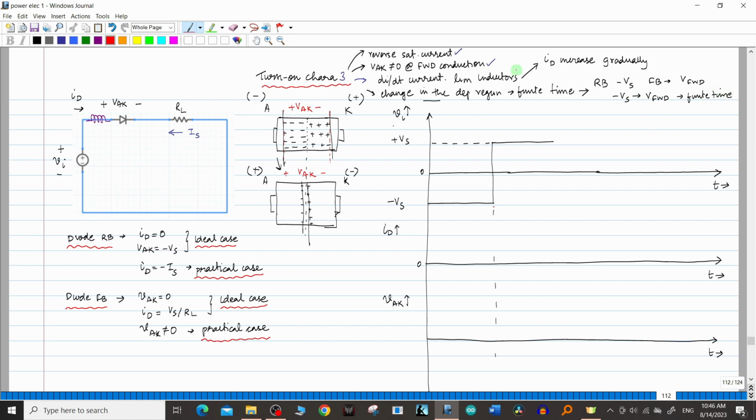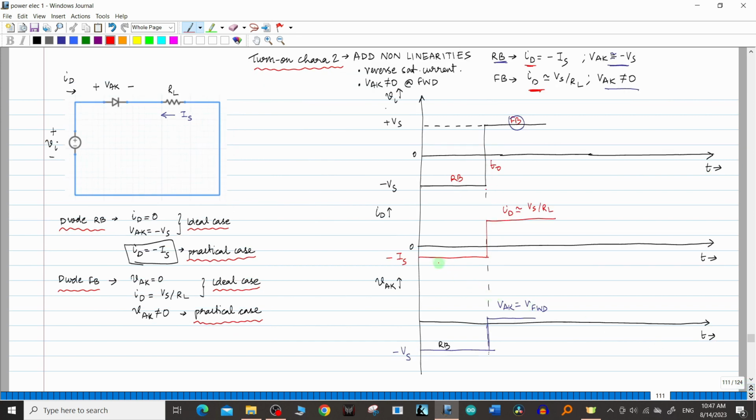So now let's start drawing the graph considering all these non-linearities that we have set. Let's start by drawing the value of ID. Here the diode is reverse biased and in this area the diode is forward biased. Let us take this time as T0, the switching from reverse bias to forward bias condition. In the previous graph, in the reverse bias condition the current was minus Is, and after T0, in the forward bias, it quickly jumped to ID is equal to Vs divided by R.